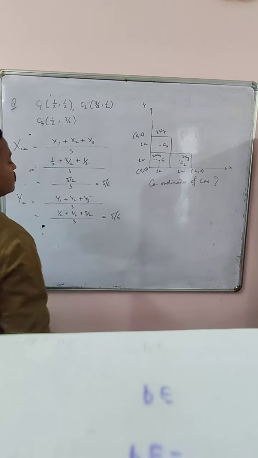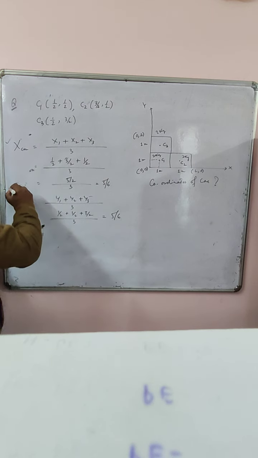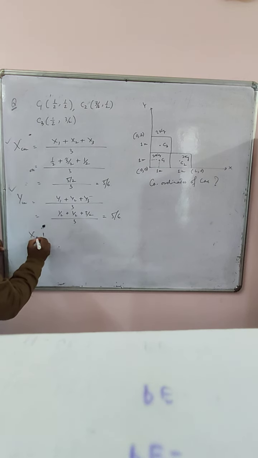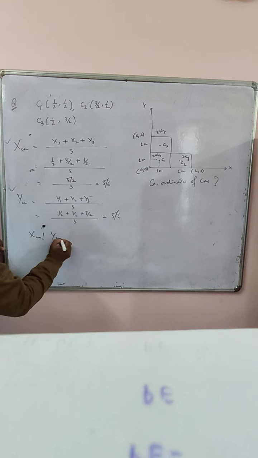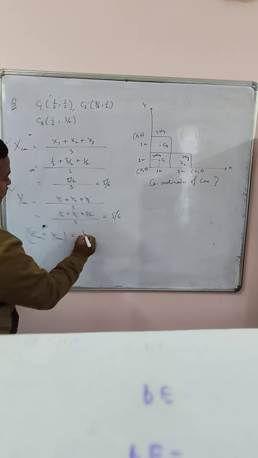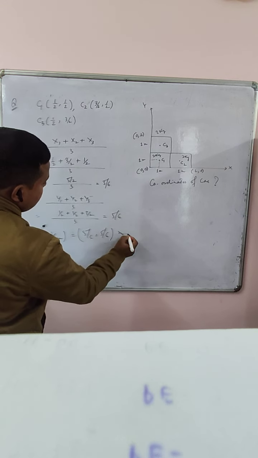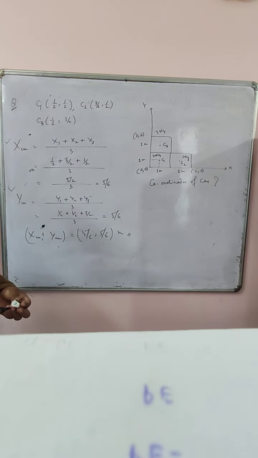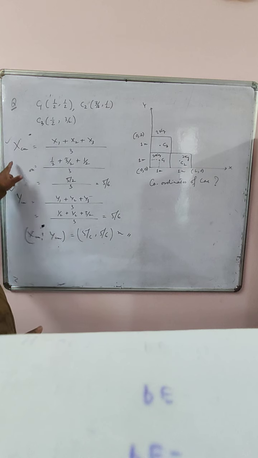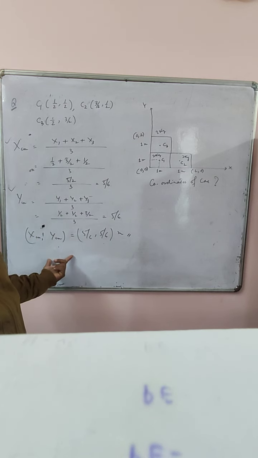So we got the coordinates of center of mass, XCM and YCM. It will be 5 by 6 comma 5 by 6 meter. This way you can find out the position, that is, the coordinates of center of mass. Okay, thank you.